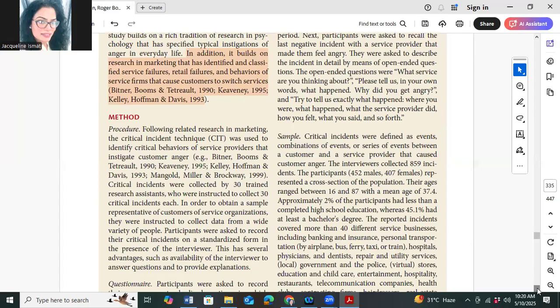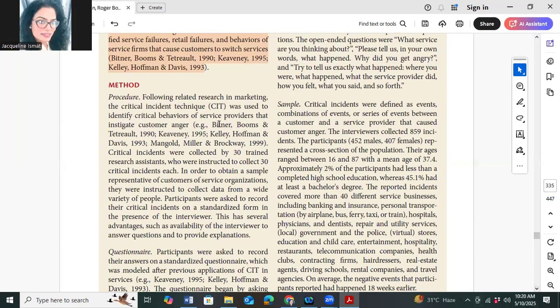तो मेथड क्या है, following related research in marketing the critical incident technique CIT was used to identify critical behaviors of service providers that restricted customer time. Okay. So critical incidents were collected by 30 trained research assistants who were instructed to collect 30 critical incidents each.